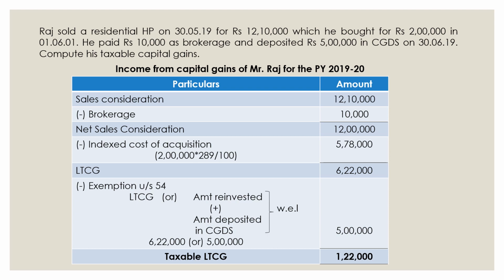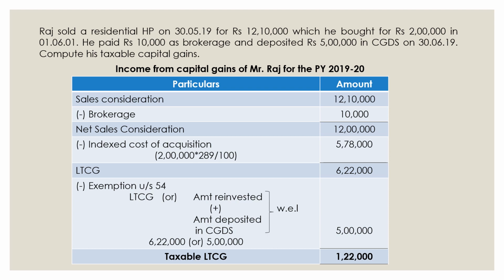Mr. Raj sold a residential house property in the previous year 2019-20 for 12 lakhs and 10,000. This asset he had bought in 2001 for rupees 2 lakhs. He also paid a brokerage of 10,000 and he deposited 5 lakhs into CGDS. Now we are to find his taxable capital gains.